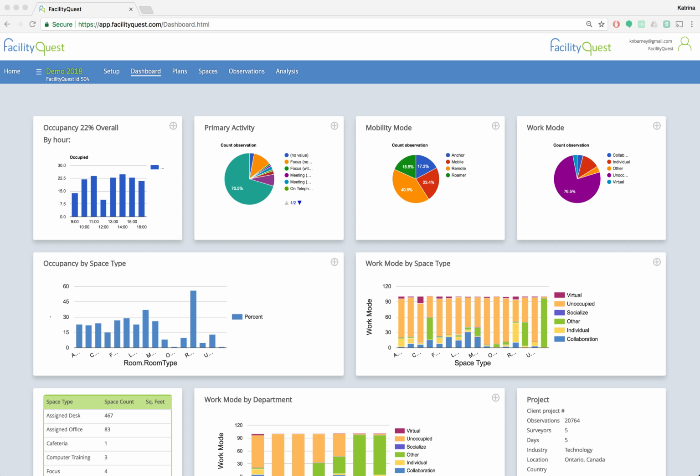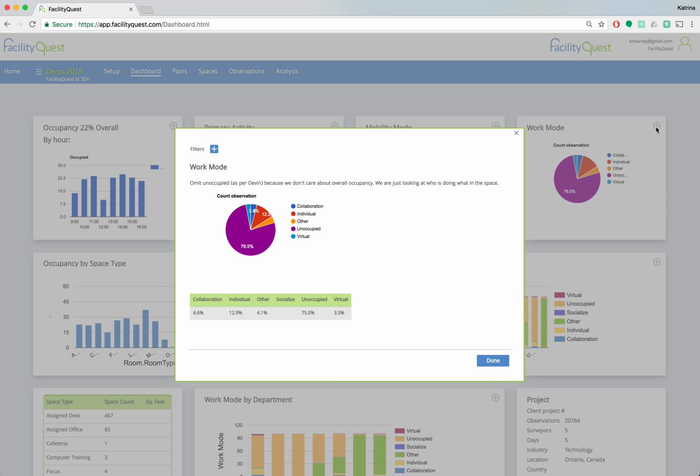So in the work mode, we have divided work mode into four different categories. The first being individual, so that is when somebody is working by themselves and performing a more focused heads down type of activity, such as computer work, reading, writing.